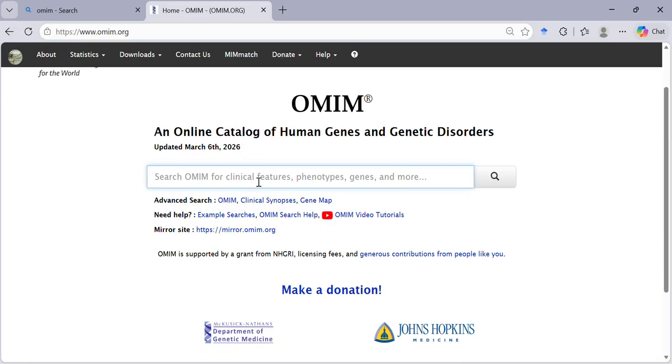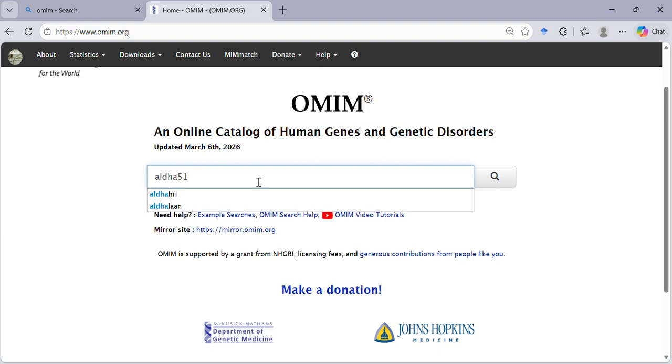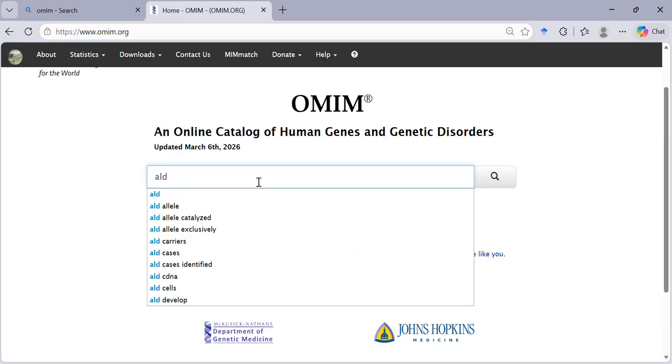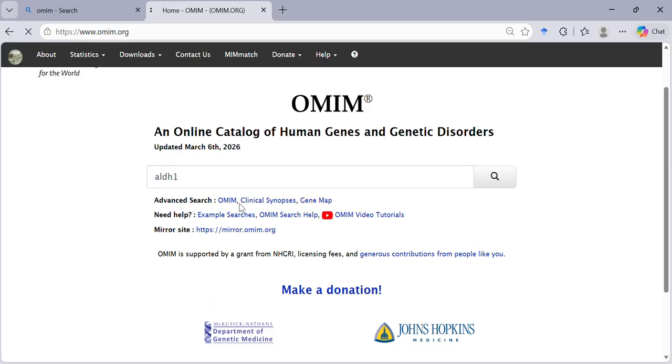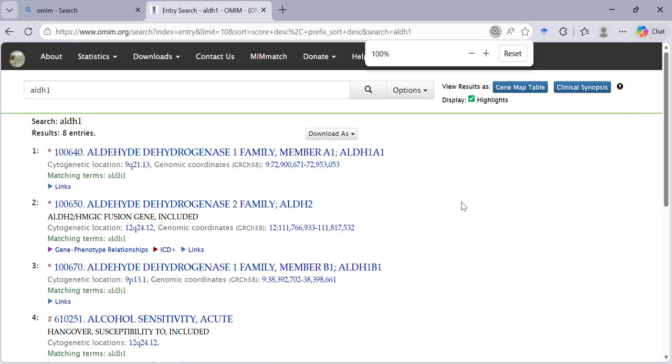Okay, so you have to write here a gene, like ALDH1A. Suppose this gene. Write any gene, whatever is your gene. So when you type, this page will come. This page will tell you all the information. It has many things, right? So whatever you have written here, the most matching one, open it.